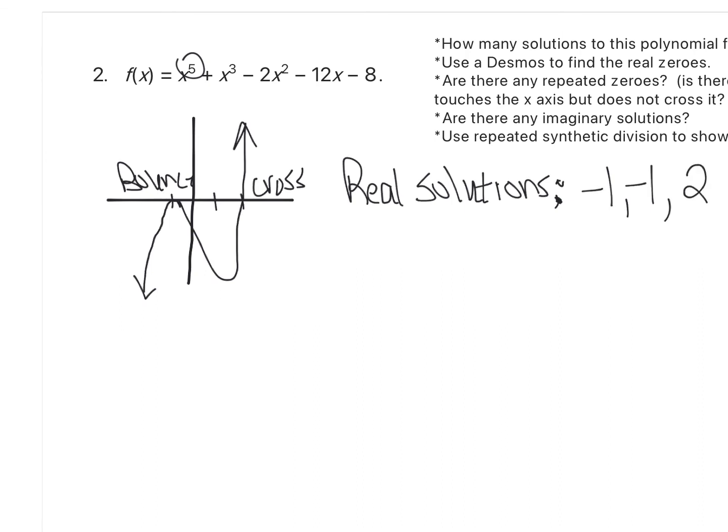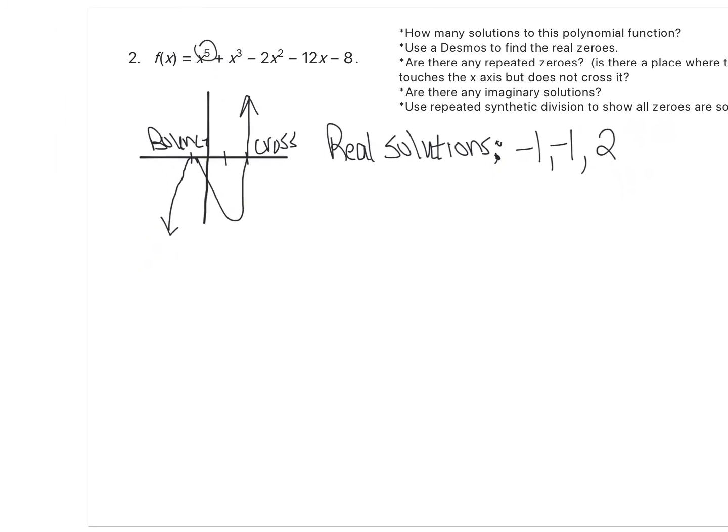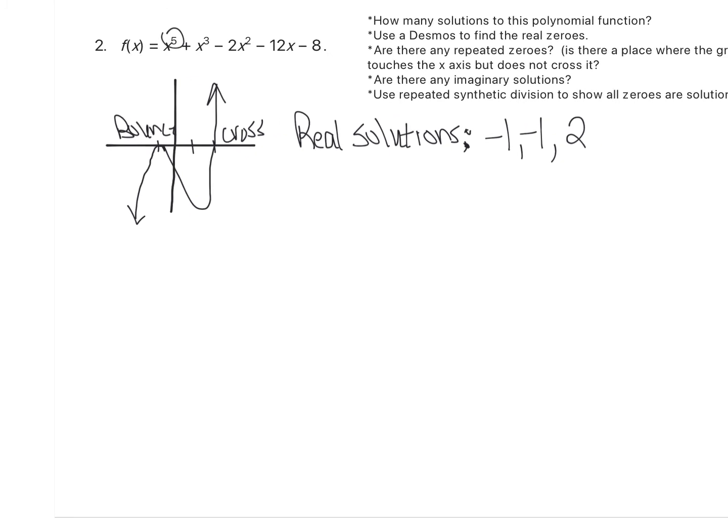So we have 3 out of the 5 solutions, which means we are going to have to synthetically divide 3 times, and then what we get at the very end, we are going to have to solve in order to figure out what our imaginary solutions are. So let's go ahead and start, and it doesn't matter which real solution you start with. You can start with the -1 in any order, because when you do the synthetic division, it doesn't matter which order you go. So let's start with the -1.